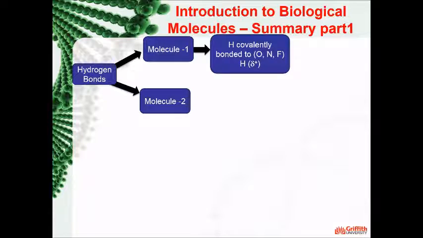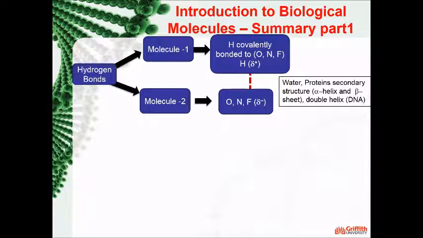The hydrogen will carry a partial positive charge. The second molecule should contain either an oxygen, nitrogen, or fluorine atom with a partial negative charge. The negative and positive charges will get attracted to each other, and a bridge, or a hydrogen bond, will occur between the 2 molecules. Some examples where hydrogen bonds occur include in water molecules, within the secondary structure of proteins, and in the double helix of DNA.